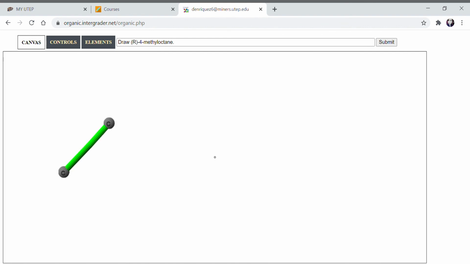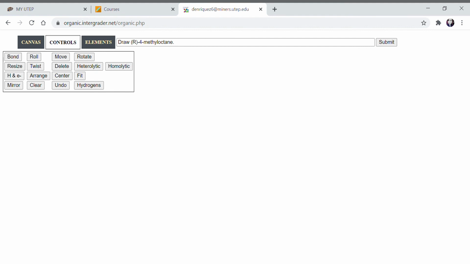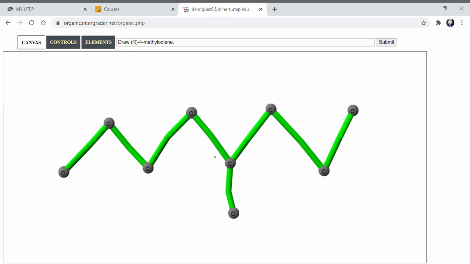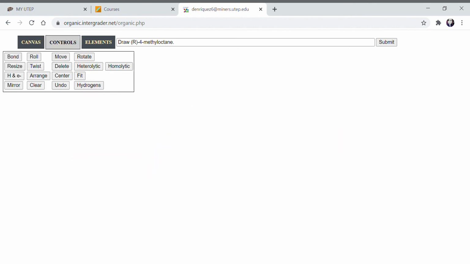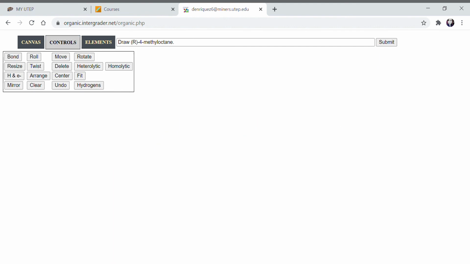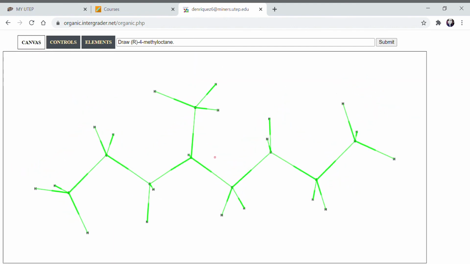Octane. Drawing the octane. One, two, three, 4. Methyl in the 4th position. Oops. Put it on the 5th. 1, 2, 3, 4. Okay, add our hydrogens, hit arrange, fit, roll.